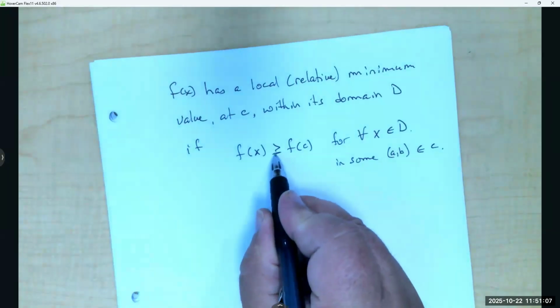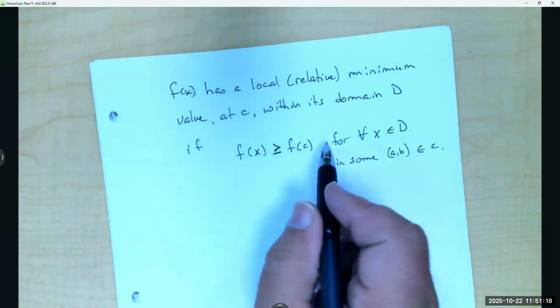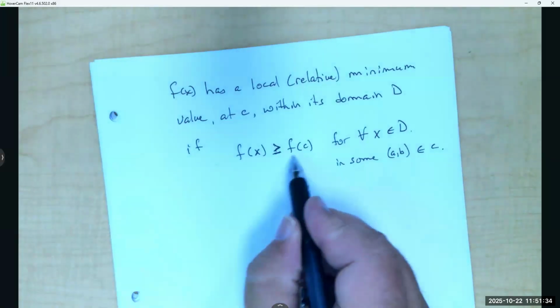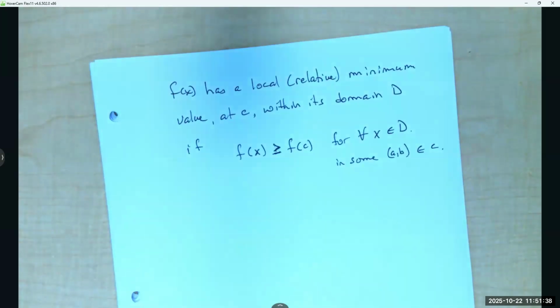Why is it equal? Why isn't it strictly f of x is strictly greater than f of C? Because remember, the extrema can happen at the endpoints. So the values that we pick can be endpoints.